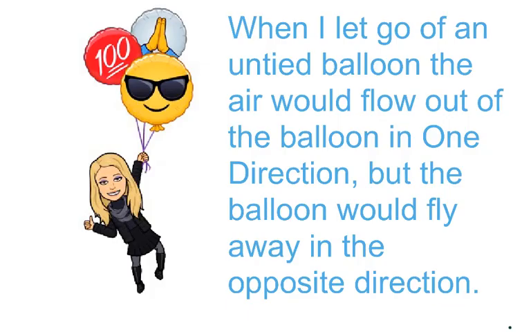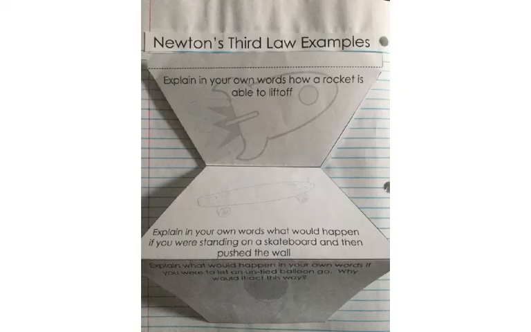What about an untied balloon? What would happen if I let an untied balloon go? Well, when I let go of an untied balloon, the air would flow out of the balloon in one direction, but the balloon would fly away in the opposite direction. Again, action, reaction. Use your examples in the accompanying foldable to write in your own words what would happen in all of these scenarios.